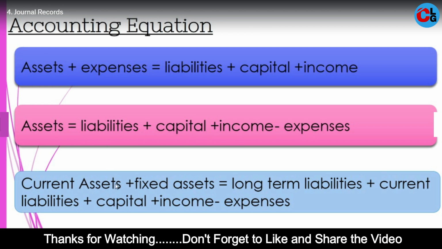After that, I have developed the asset. Assets are of two types, and liabilities are of two types. So current assets plus fixed assets equal long term liabilities plus current liabilities plus capital plus income minus expenses. So we can create the accounting equation based on our double entry system. I hope that you understand well.